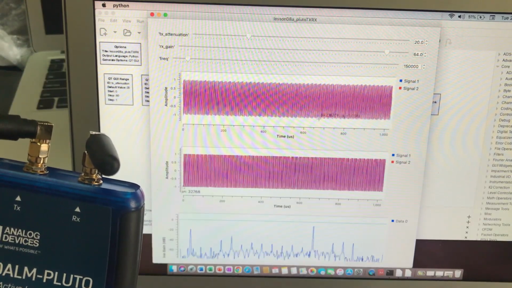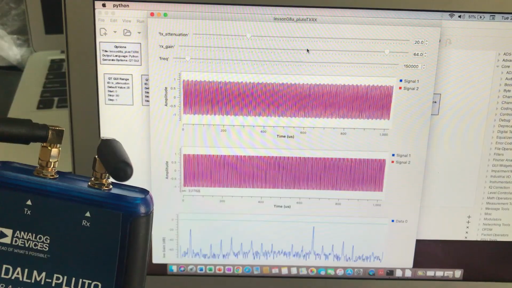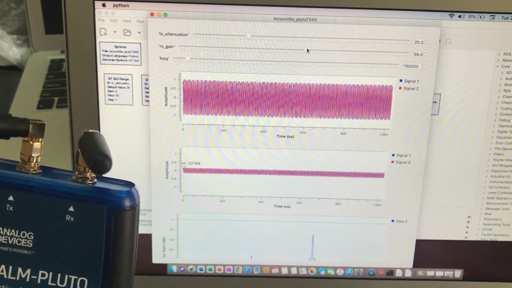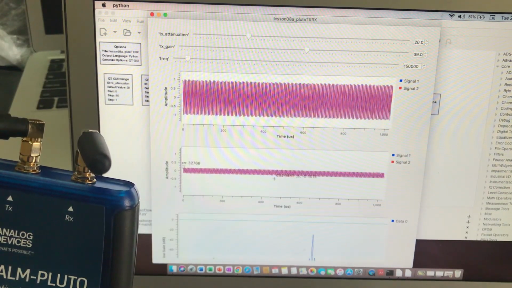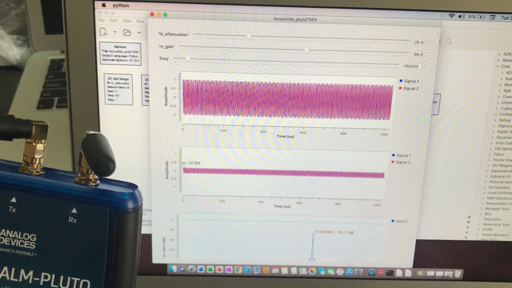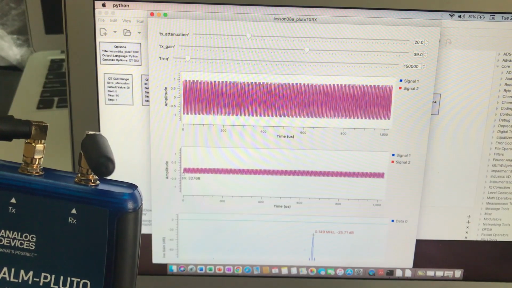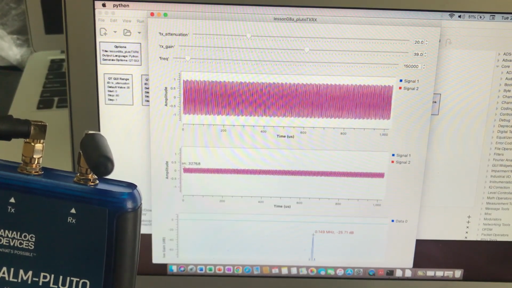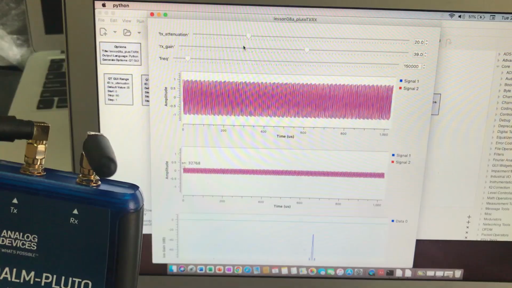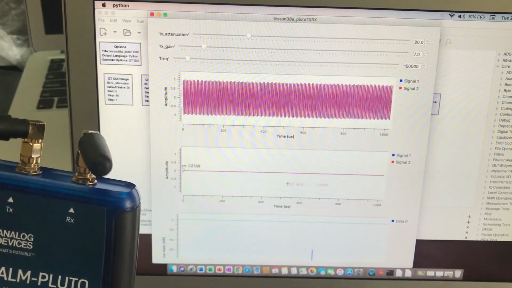Alright, to verify, I'm going to try to reduce RX gain. So indeed this is my received signal, and this is my signal at 150 kilohertz with negative 25.71 dBm. That's my signal strength. I'm going to keep reducing my RX gain till I get 0.